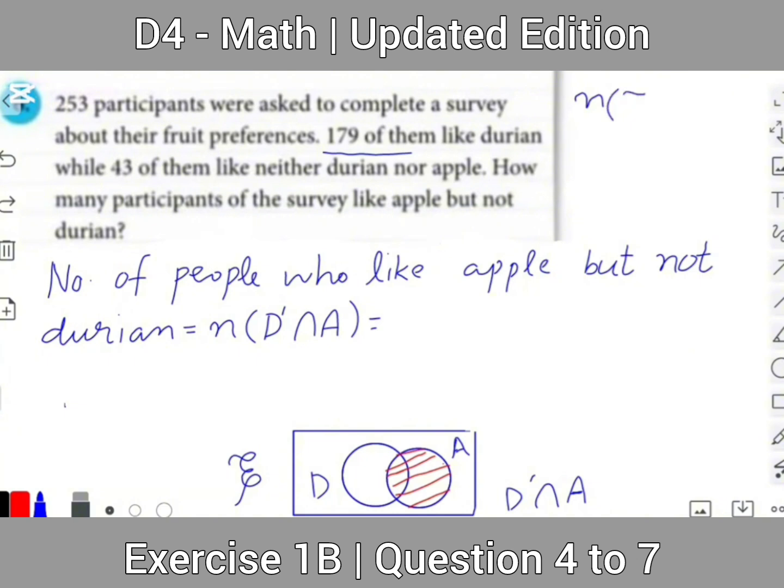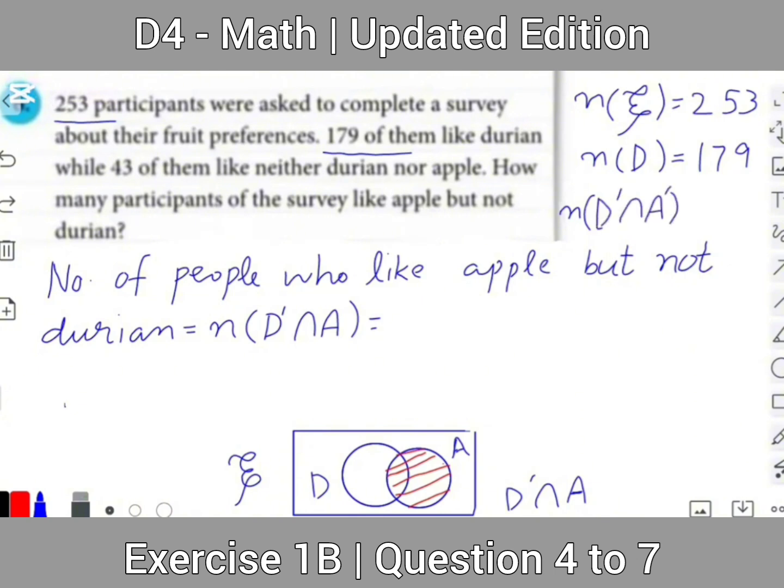The number of elements in the universal set eta is equal to 253, because this is the total number of participants in the survey. And n of D, the number of people who like durian, is equal to 179. And the number of people who like neither apple nor durian, that is D complement intersection A complement, is equal to 43.